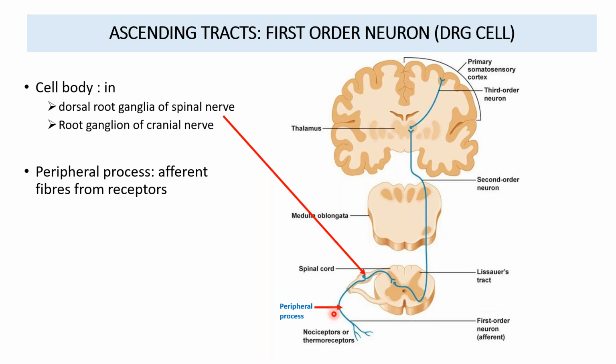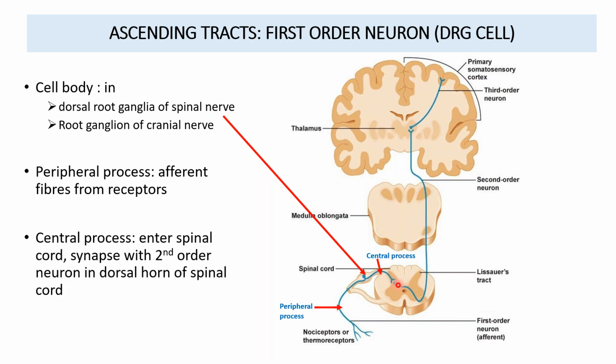which is basically the afferent fibers from the receptor, and the next arrow was the central process, and the central process is then relaying onto the second order neuron. Where is the second order neuron? It is in the dorsal horn of the spinal cord.